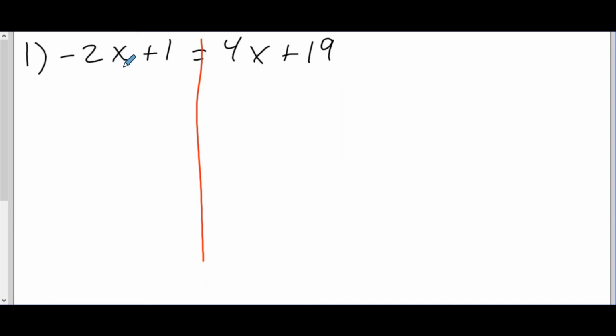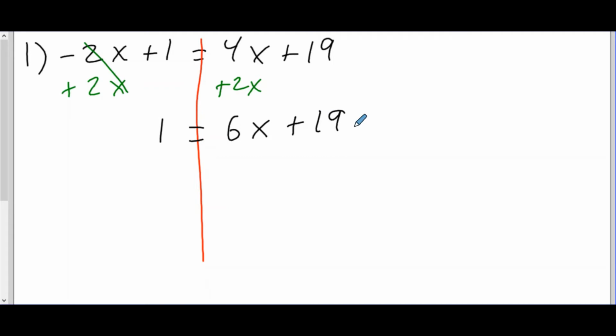So I have got a negative 2x here and a positive 4x here. You need to move one of those x's to the other side. Again, it's up to you. Some people like putting them on the left so that when you're done, it'll say x equals whatever your answer is. And some people like to do it to avoid negatives. So some people would rather move this 2x because they'll get to add instead of subtract. So let's try it that way. I'm going to add 2x on both sides. So negative 2x plus 2x cancels out, and I now have 1 equals 6x plus 19.